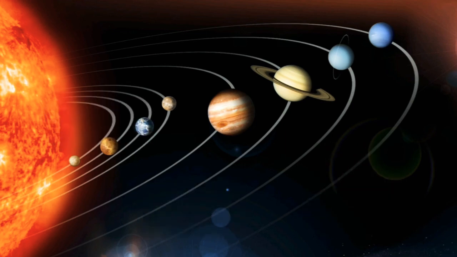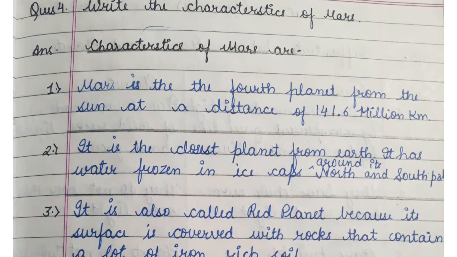Now friends, let's move towards our question number 4. Write the characteristics of Mars. So we have to tell about the characteristics of Mars. What are the things that include this Mars? Our first point will be that Mars is the fourth planet from the sun at a distance of 141.6 million kilometers. The second point is that it is the closest planet to Earth, and it has water frozen in ice caps around its north and south poles.